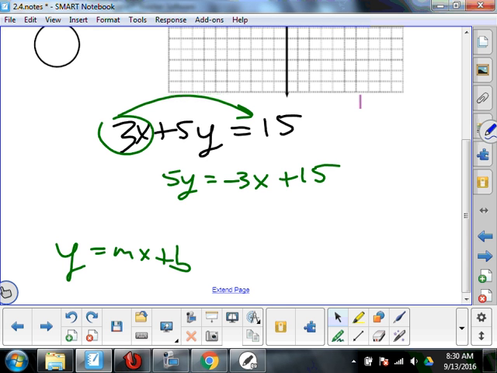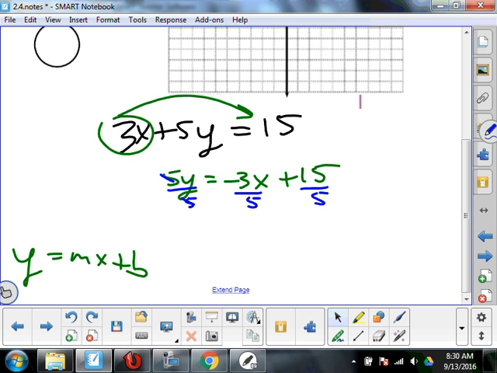When I divide by 5, I'm going to write it a little bit different than you're probably used to seeing. I'm going to divide this by 5, divide this by 5, and divide this by 5. I'll put everything over 5. I think it makes it a little more clear what happens. Our final answer here in slope-intercept form is negative 3/5. I left something off of there for a minute. What did I leave out?